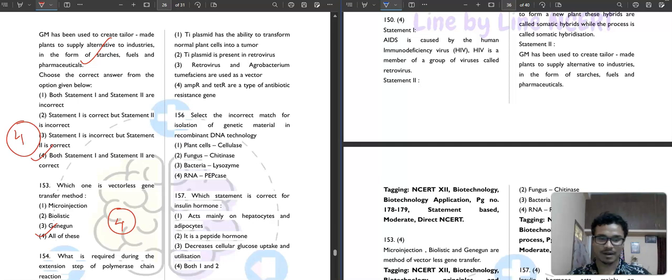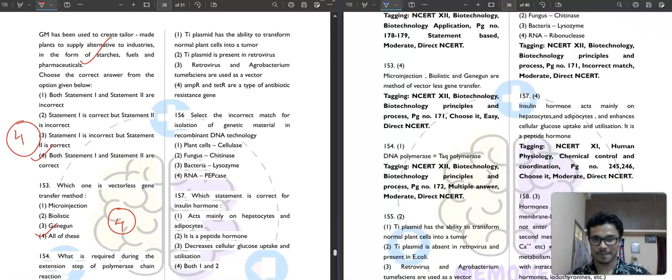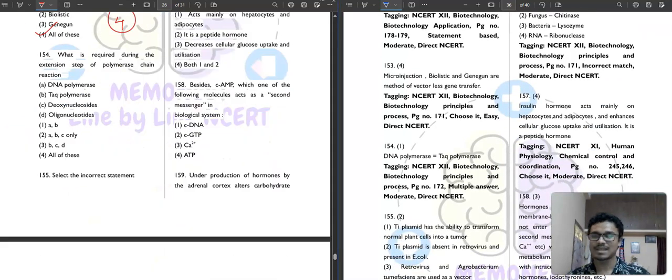Then question number 154. It is saying, what is required during the extension step of polymerase chain reaction, PCR? DNA polymerase, Taq polymerase, deoxyribonucleoside, oligonucleotides. So DNA polymerase is definitely needed. Okay. And also Taq polymerase is needed. It's the same thing. The first option is your correct answer. Extension step.